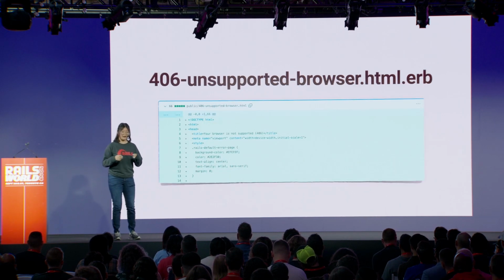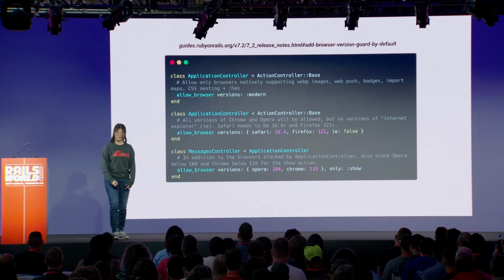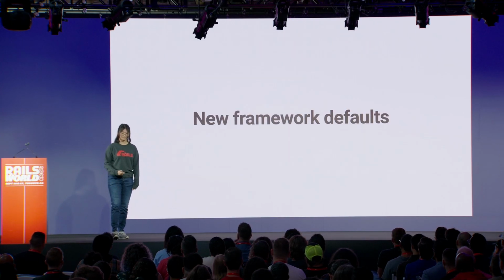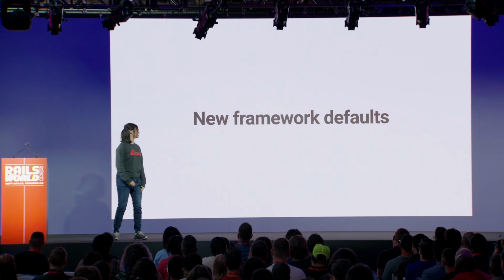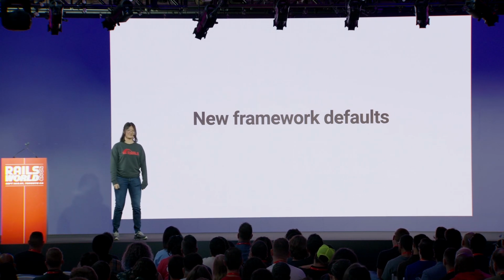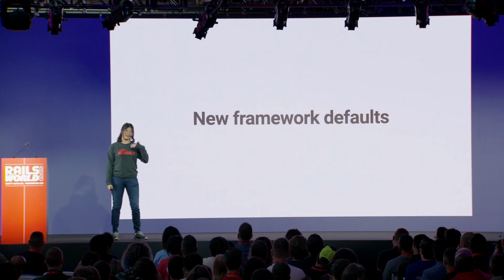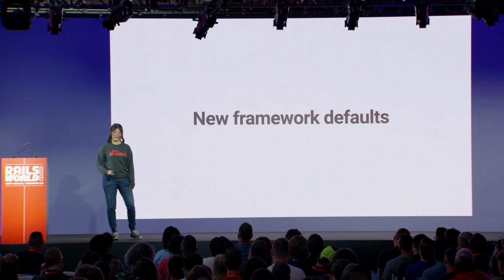And now you'll see a new public view for the unsupported browser template. As DHH mentioned in his keynote, in Rails 7.2, you can define what browsers your Rails app can support by setting allow_browser in your application controller. Nice. Let's go through some notable framework defaults when you run the Rails update command.